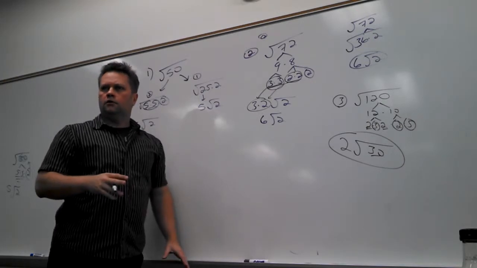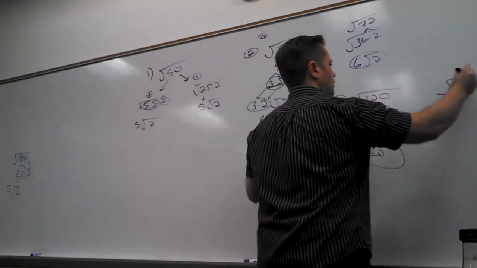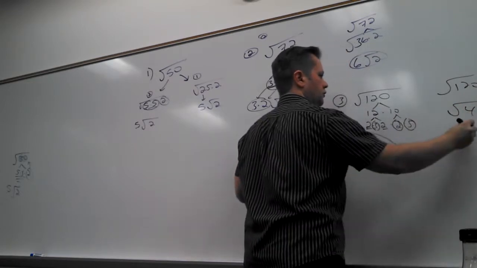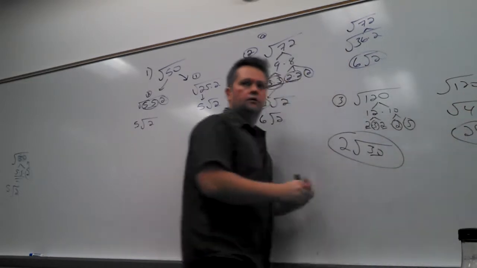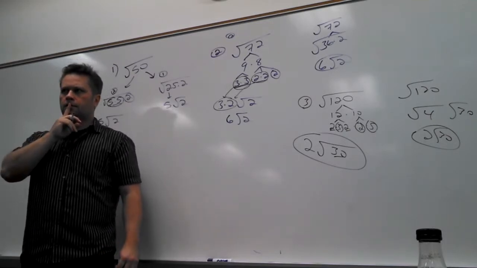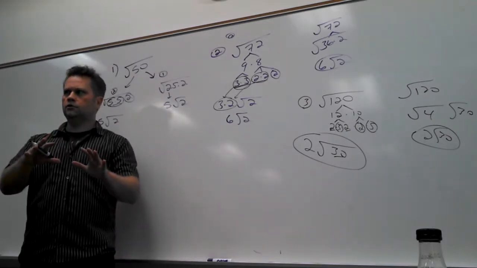All right, how are we doing? And the other way to do this would be 120 is 4 times 30. Square root of 4 is 2. Square root of 30 is, I don't know. Bam. All right, cool. Is that so far so good?